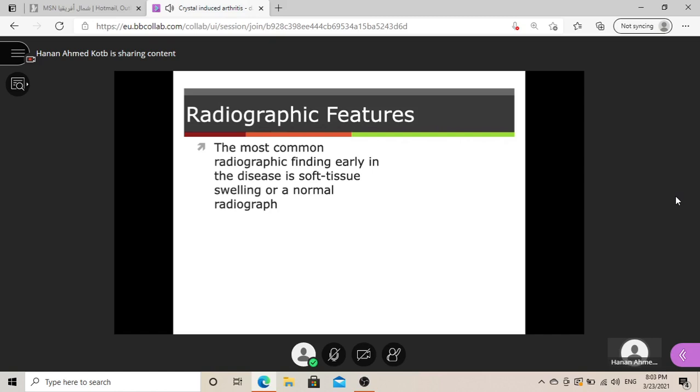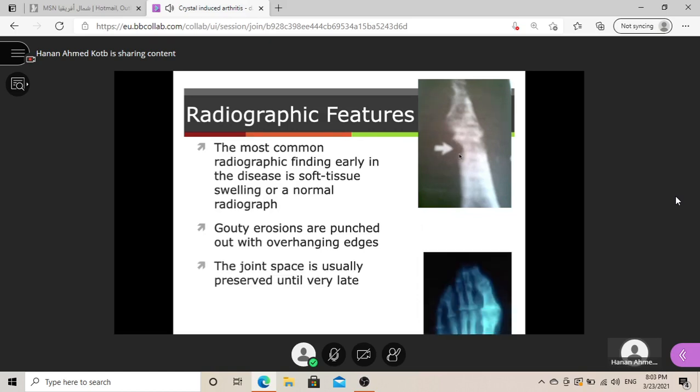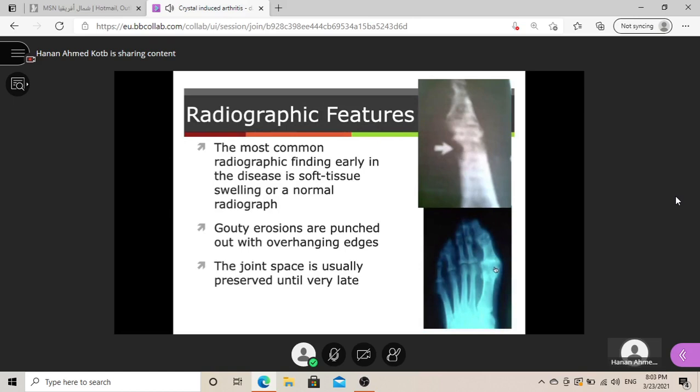As the disease becomes chronic, يبتدي يبقى عندي the x-ray findings اللي هي الجاوتي erosions that are punched out erosions اللي هم عاملين زي القطمة, ولأني قطمت أنا عندي حتة زيادة اللي هي ال overhanging edges. Okay, early the joint space usually بيبقى preserved until very late, بس after a while يبتدي يحصل osteoarthritic changes with joint space يبتدي يبقى narrowed ويبقى عندي osteophytes والdeformities would develop.